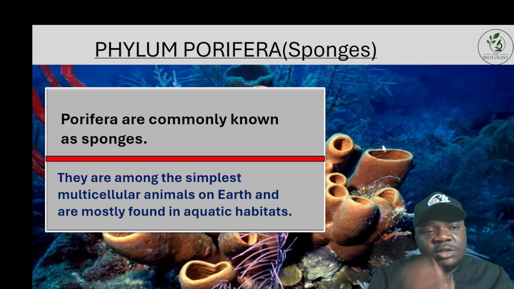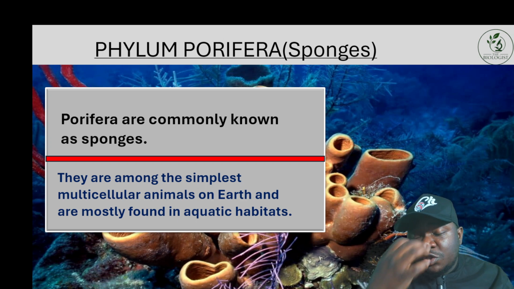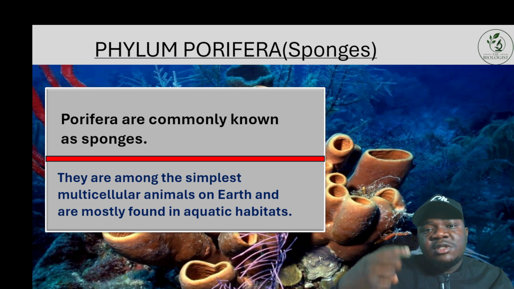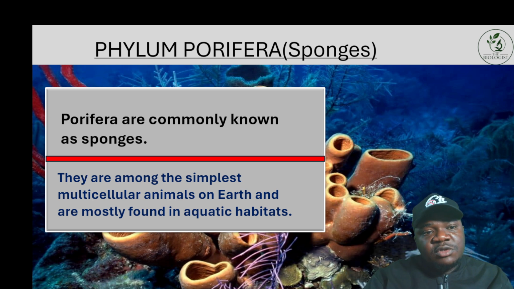All right. And one important information we need to know is that sponges are among the simplest multicellular animals, and they are mostly found in aquatic habitats. Multi means many cells. They have many cells. Okay, that's why they're called multicellular animals.